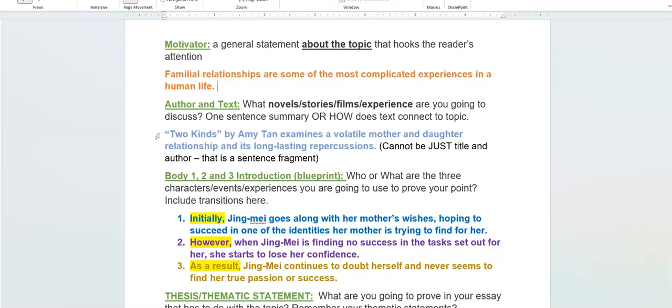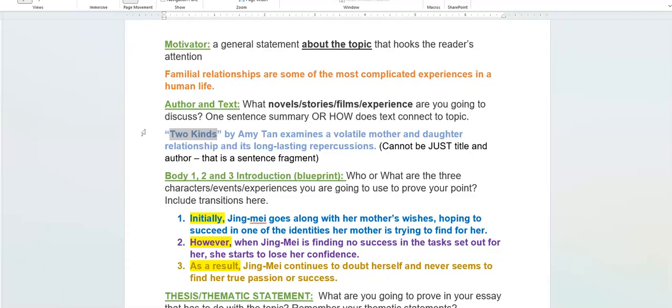So what I have here is "Two Kinds" by Amy Tan examines a volatile mother and daughter relationship and its long-lasting repercussions. So again, I'm using the word relationship here, so I'm clearly tying to the topic in some way, and I'm making it clear where I'm maybe heading in the future. You'll notice that the title here is in quotations. So as it said on the previous lesson page, short stories and poems should be in quotations.